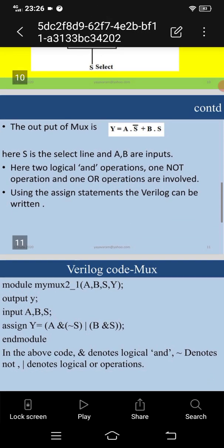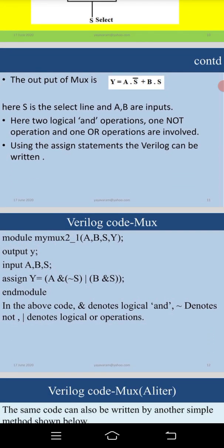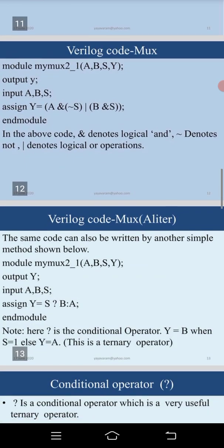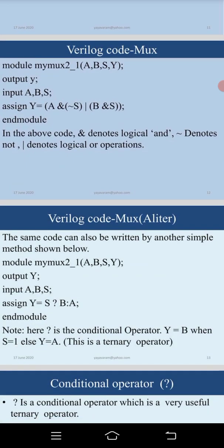A Verilog code for the MUX. Module my MUX 2 to 1, A, B, S, and Y. Then output Y, input A, B, and S. Then assign Y is equal to A and not S, or B and S. In the above code, the symbols denote logical AND, NOT, and logical OR operations. Verilog code for the MUX.